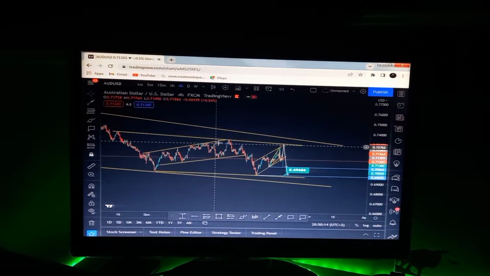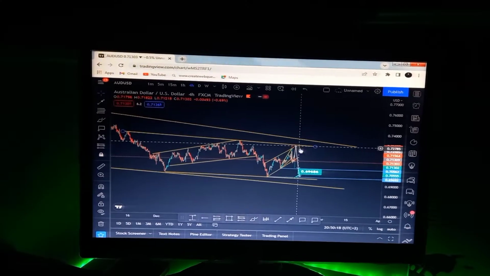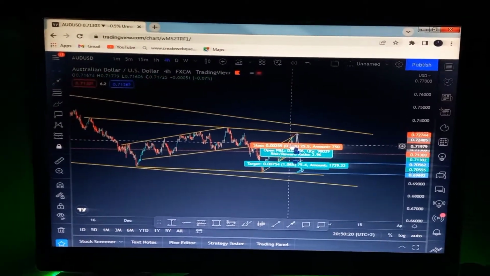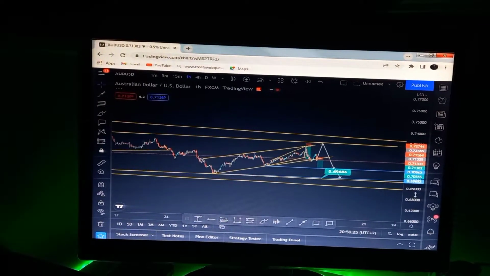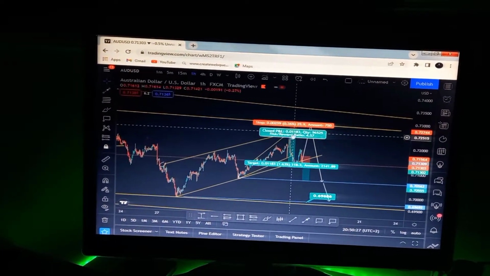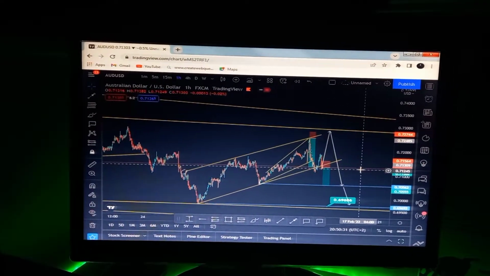We have this 1-2, so the third touch the market can still decide to go up over here. It's possible. But yeah, guys, what I basically just wanted to show you is the analysis on this trade over here and the direction that came our way.